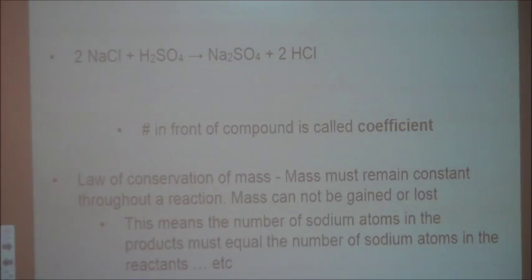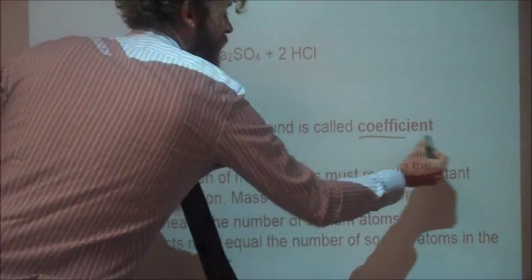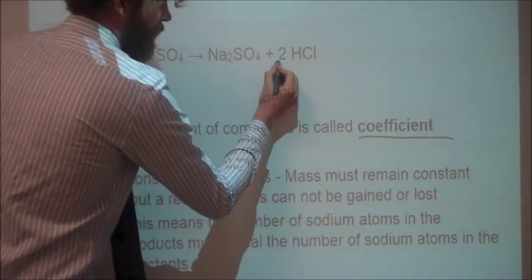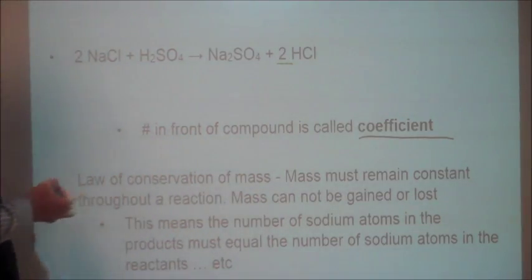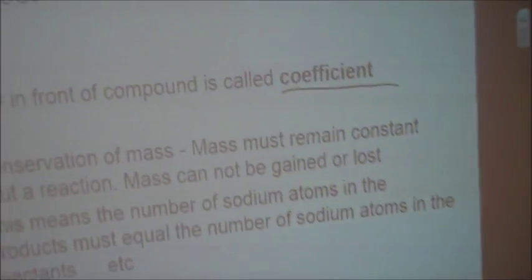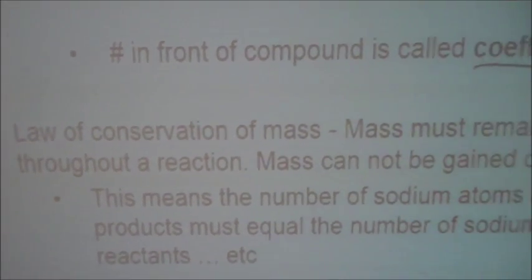Alright, let's talk about balancing equations. Balancing equations, the next step, very, very important. So some things that you guys need to know. The coefficient. The coefficient is the number in front of the compound. So our coefficients over here is 2 for HCl, and over here it's 2 in front of NaCl. So now with balancing, we have this law of conservation of mass. So if you want to write this down, go ahead.